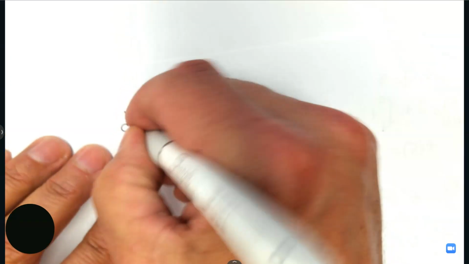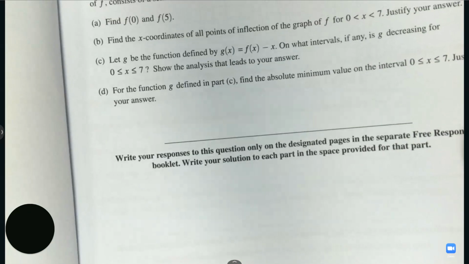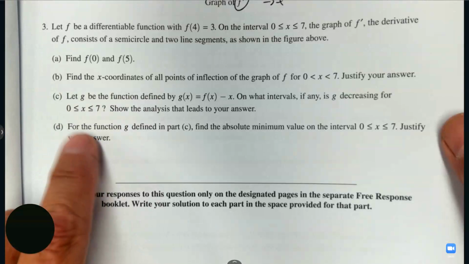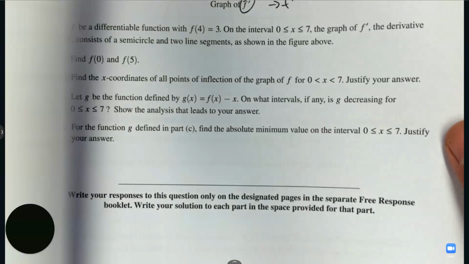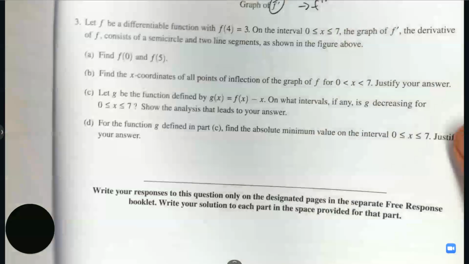And then our homework's done. And then you're going to decide if we're good or if you have to go back and redo it again and watch the video again. All right, for the function defined in part C, find the absolute minimum. Are you kidding me? What was the one before, the year before? Find the absolute minimum. So it repeats and repeats.